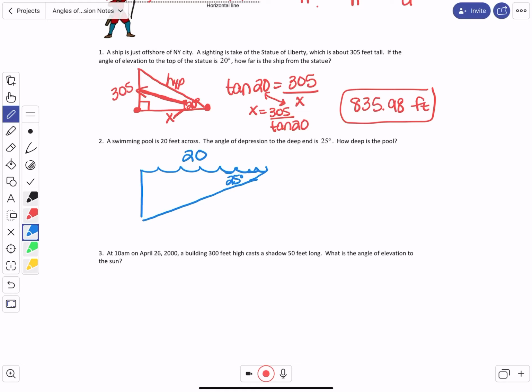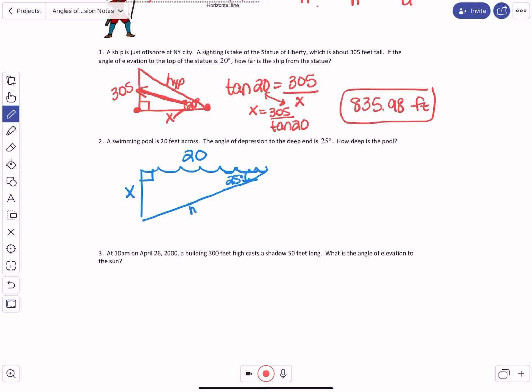Okay, how deep is the pool? So we want to know how deep the pool is. Okay, so remember angle of depression. So this is like going down. That's how I knew what angle it was, because it was going down. You know, we got to form a right angle. There's my right angle. Okay, so once again, let's figure out what we've got here.